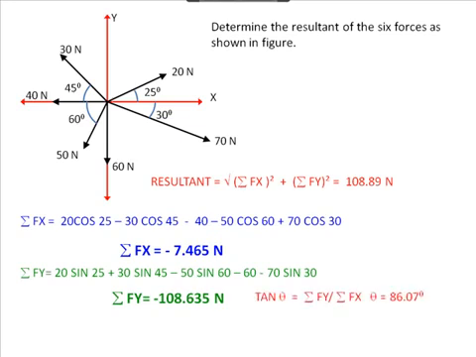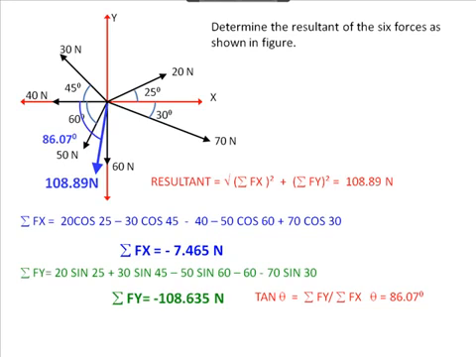And if you want angle of inclination, all you do is do sigma fy by sigma fx. That will be tan theta. Take tan inverse and you will get the angle, which in this case comes 86.07 degree. But merely leaving answer like this is not enough. We need to show it on the figure. And if I try to draw it on the figure, it will look like this: 108.89 at 86.07 degree in the third quadrant.